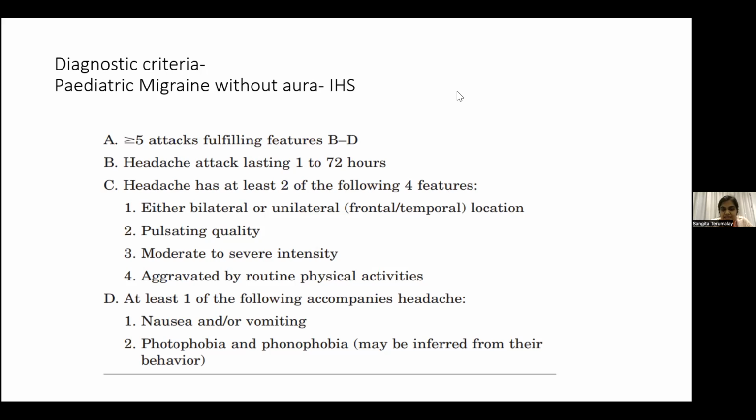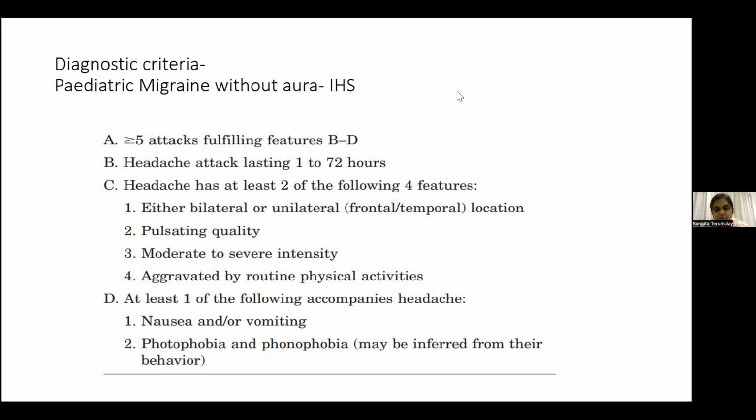Pulsating quality, so pulsating, throbbing, whichever words they use. That's the character of the headaches in pediatric migraine. Moderate to severe intensity, you can use a pain score to gauge this, and aggravated by routine physical activities. So this is from the classification.